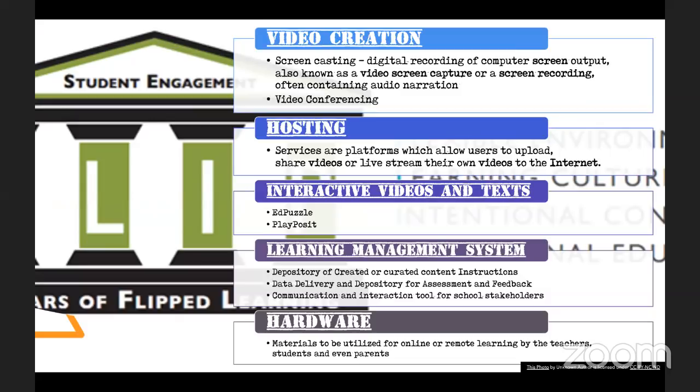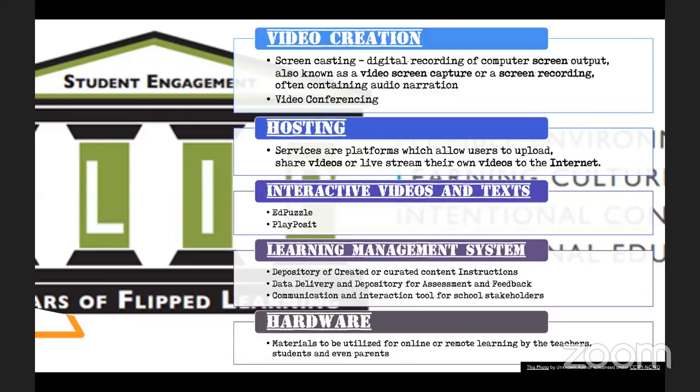That's video creation. Okay. We go into hosting. Hosting is a skill wherein your created video should be placed now in a platform where you can upload it, and then once you've uploaded it there, you can share that video through a link, or you can live stream it to others so that they can easily consume it on the internet.